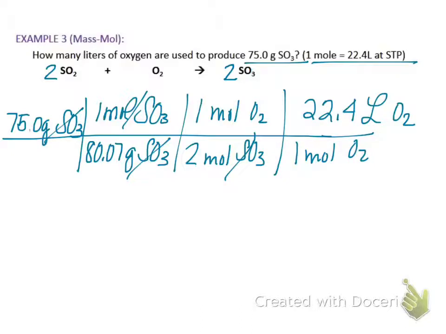So you use it like you would the molar mass. It's just asking for volume. So now multiply the top and divide by the bottom, and you get what? 10.5, because we needed 3 significant figures.